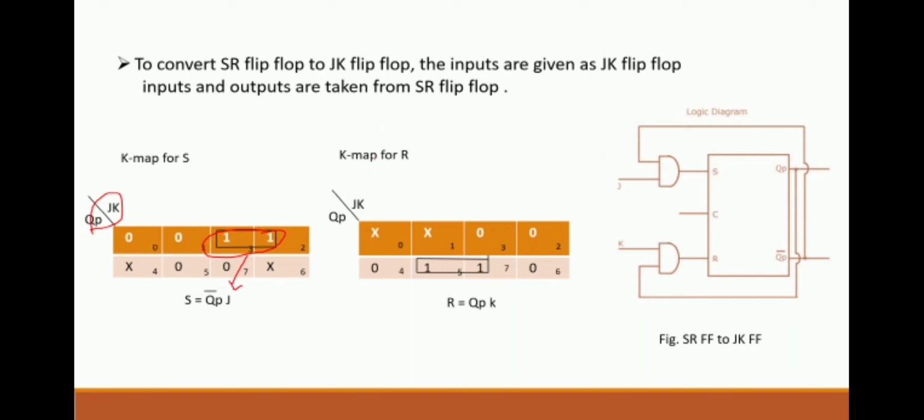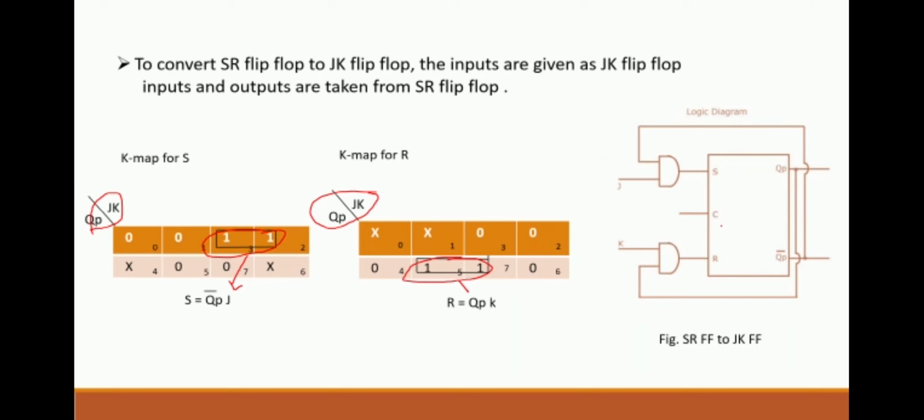This is the K-map for R. QP and JK are the input variables. We put values from the R column in this K-map. It is simple to form the pairing of these both ones, and its Boolean expression is QP into K.